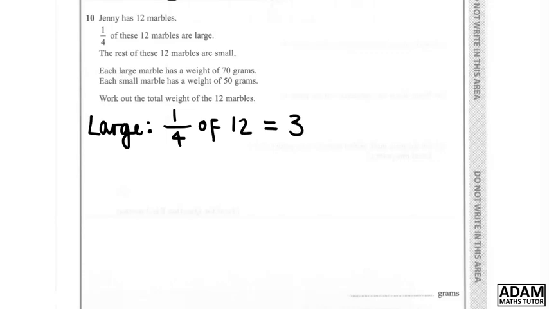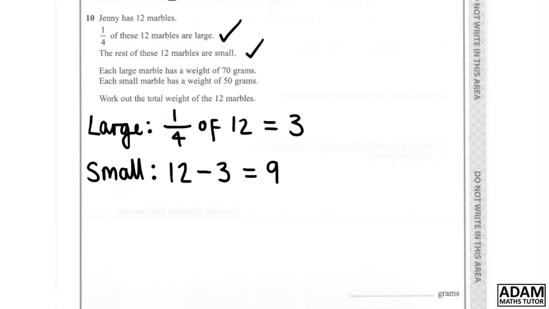Question 10. Jenny has 12 marbles. A quarter of these marbles are large, so straight away I can work out how many large marbles there are, because I know that 1/4 of 12 is the same as 12 divided by 4, which is 3. The rest of these 12 marbles are small, so now I can work out the small ones, because I know that there's 12 in total and there's 3 large, so take that away and that leaves me with 9 small.